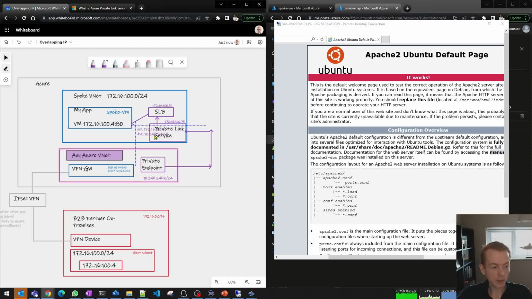Between the private link service getting a hold of it and the SLB doing some magic, the destination address is ultimately rewritten to be 172.16.100.4, which is the VM NIC associated with my backend web server. So the packet looks like that when it's delivered.